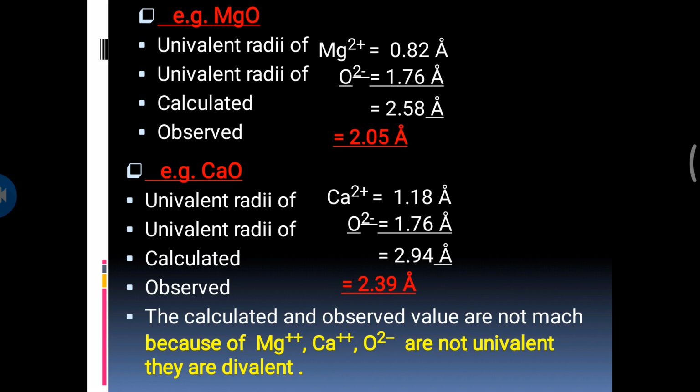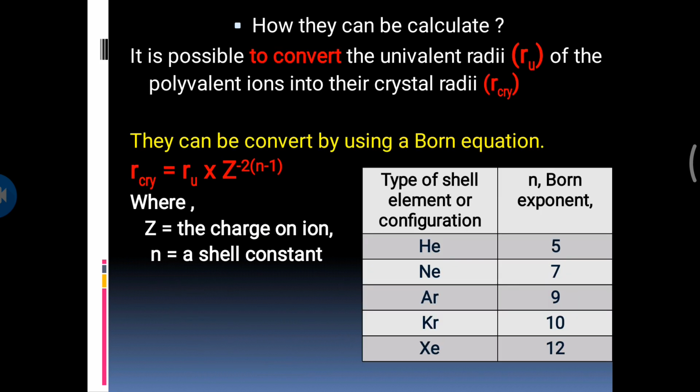Okay, so how can we calculate a crystal radii? How can we convert polyvalent radii into univalent radii? In this slide, how can univalent radii be calculated? It is possible to convert the univalent radii Ru of the polyvalent ions into their crystal radii. How can we calculate crystal radii?